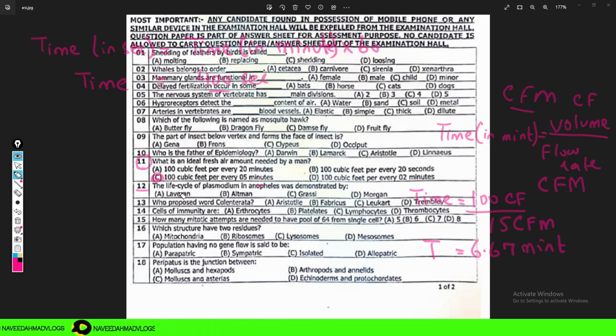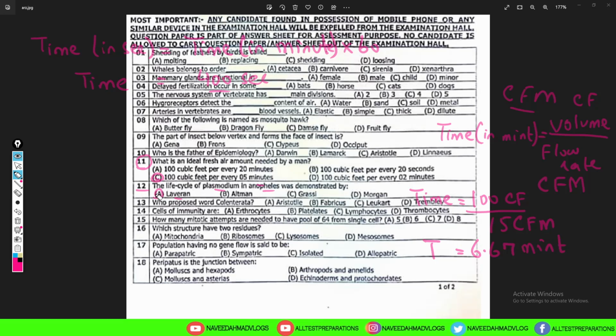Question number 12: the life cycle of Plasmodium in Anopheles was demonstrated by option A, Laveran, option B, Altman, option C, Grassi, and option D, Morgan. So the life cycle of Plasmodium in female Anopheles mosquito was demonstrated by Laveran. Option A is the correct option in question number 12.